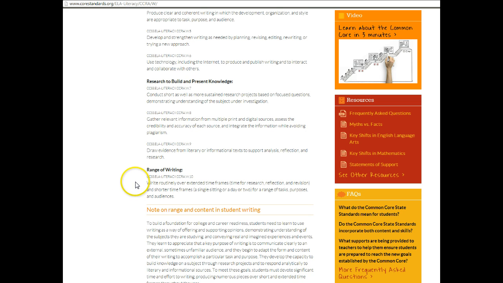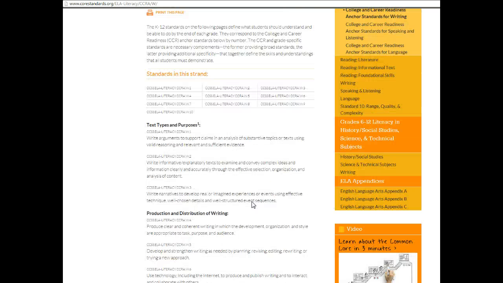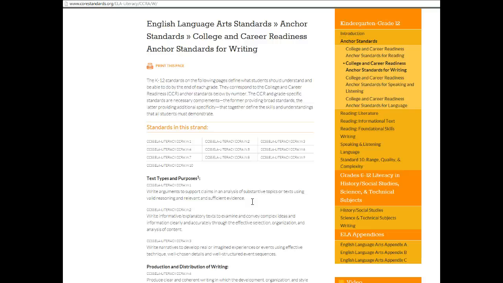And then range of writing is the last strand, and it's the 10th standard. Write routinely over extended time frames, time for research, reflection, and revision. So this is an overall overarching standard that they want to see us carry through kindergarten through 12th. So let's look at some specifics, shall we?